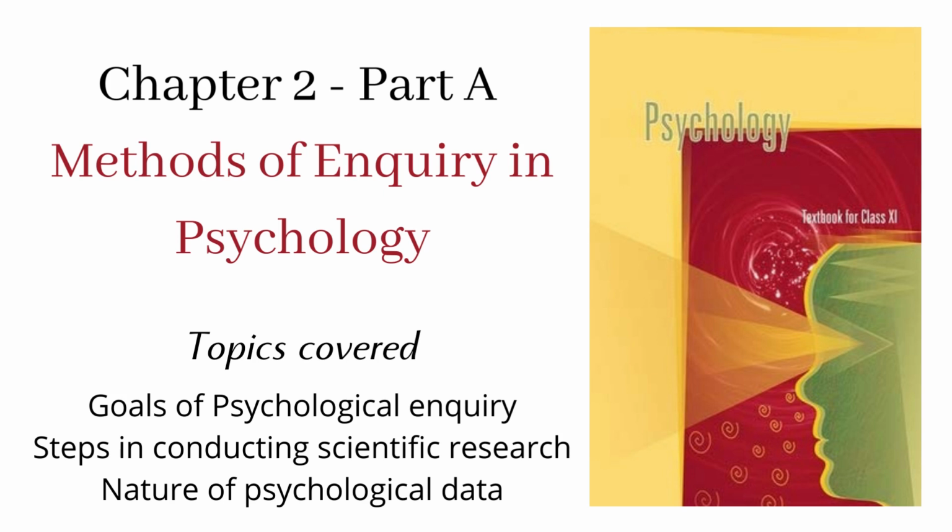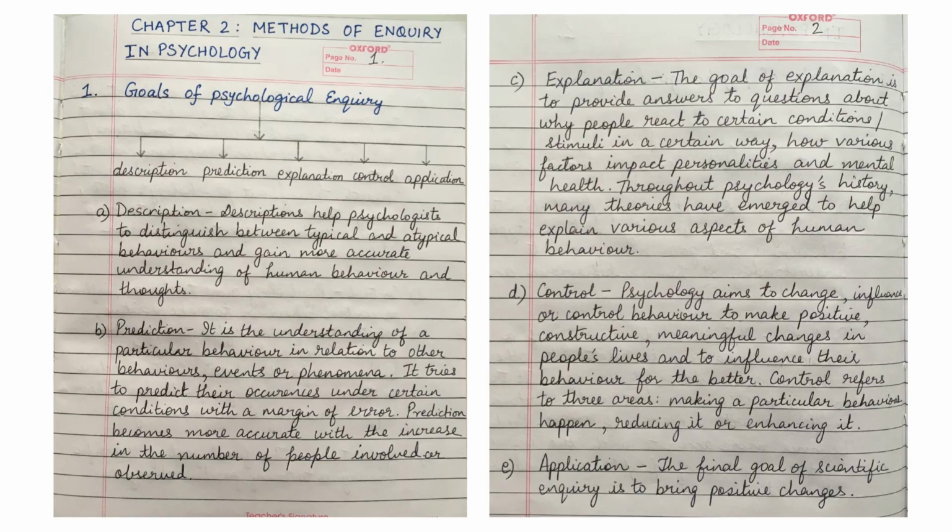Chapter 2, Part A, Methods of Enquiry in Psychology. Topics covered: goals of psychological inquiry, steps in conducting scientific research, nature of psychological data. Number 1, goals of psychological inquiry.